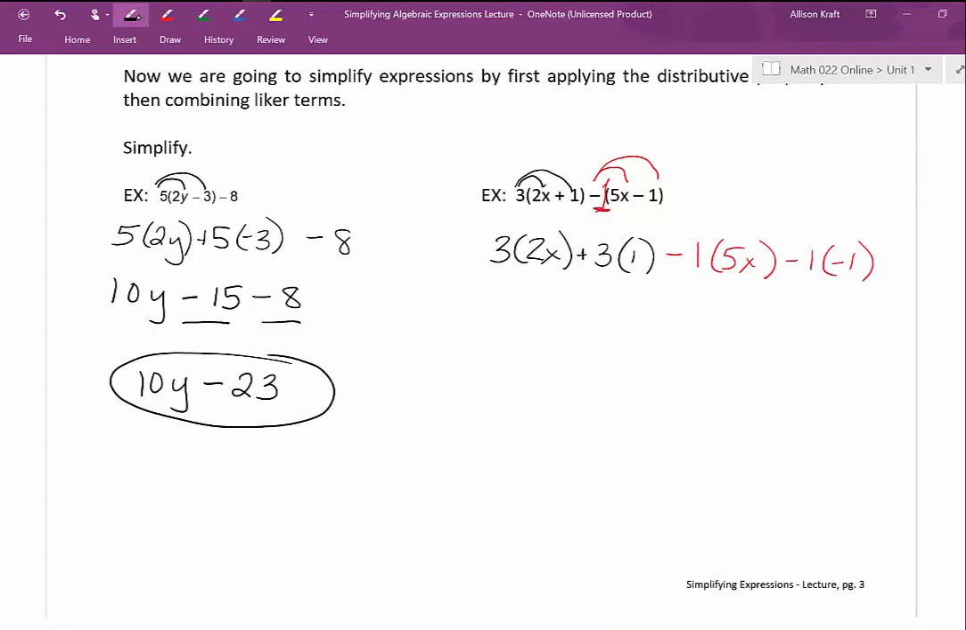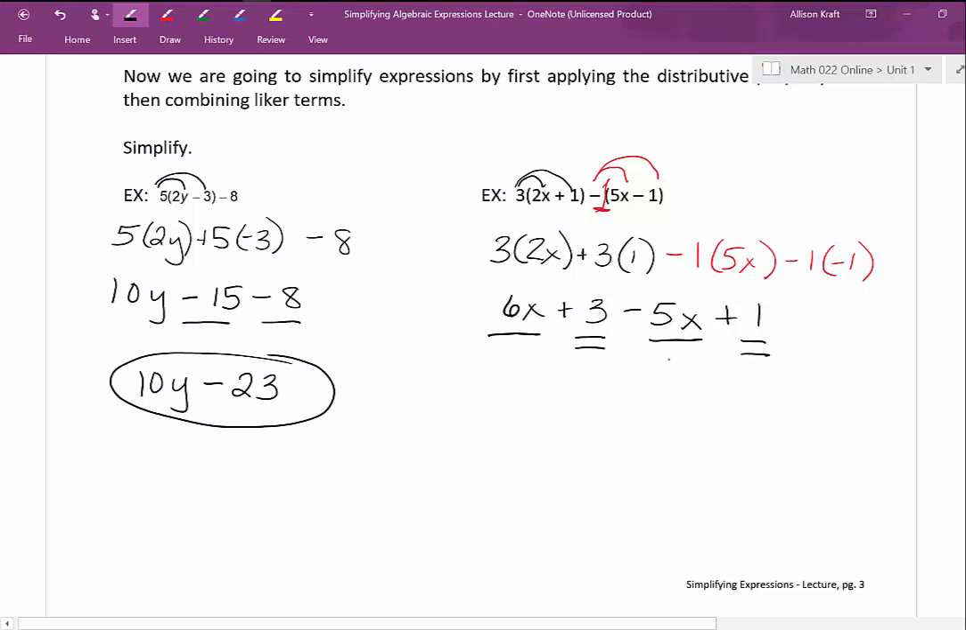Now we can multiply these 4 groupings. 3 times 2x is 6x. A positive 3 times 1 is 3. Negative 1 times 5x is minus 5x. And negative 1 times negative 1 gives me a positive 1. At this point, we want to look to see if we have any like terms and then combine those like terms. We actually have 2 sets of like terms. We have these variable terms containing x's, and then we have constant terms as well that can be combined.